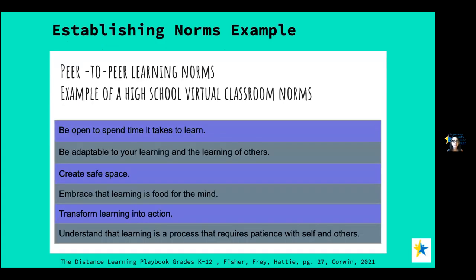Okay, so then we included an example of a high school teacher as she was thinking about the virtual classroom norms. These are some of the ones that she selected with her class. So thinking about being open-minded and being adaptable, talking about the safe space and embracing the learning. The last one talks about understanding that learning is a process that requires patience with self and others, and specifically in these times, since we're doing it virtually. So that's an example there, and you can just get creative and think of what you would want to do.